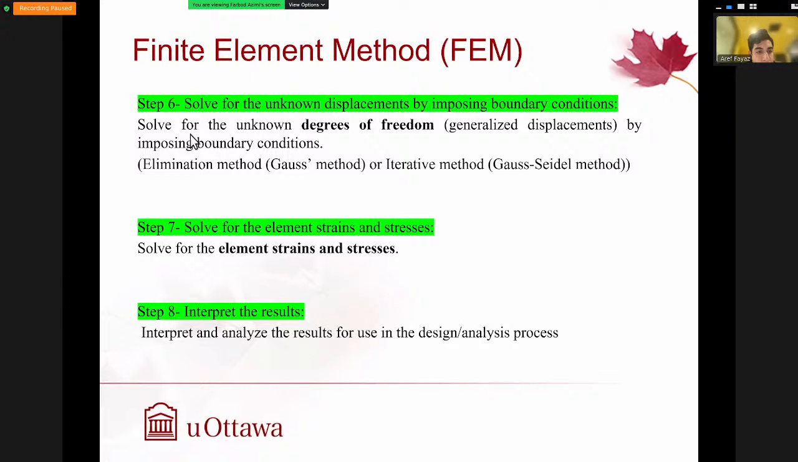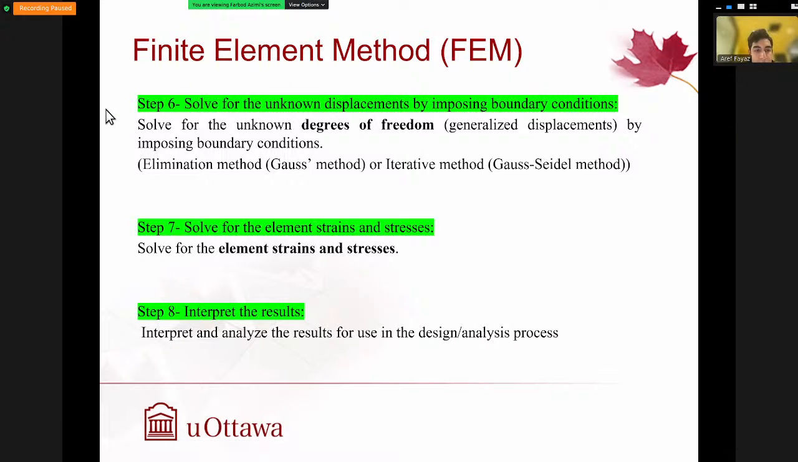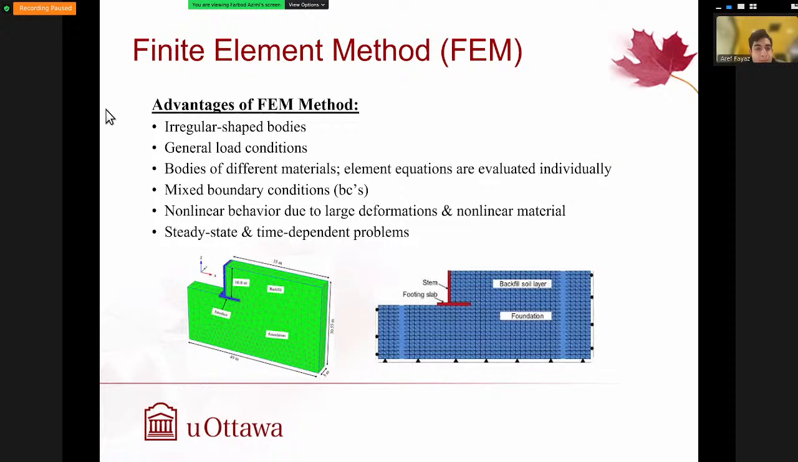We introduce our boundary conditions, obviously. And in step 6, we solve for the unknown displacements by imposing our boundary conditions. We solve for unknown degrees of freedom using these boundary conditions. And in step 7, we solve for the element strains and stresses. And in step 8, we interpret and analyze these results.